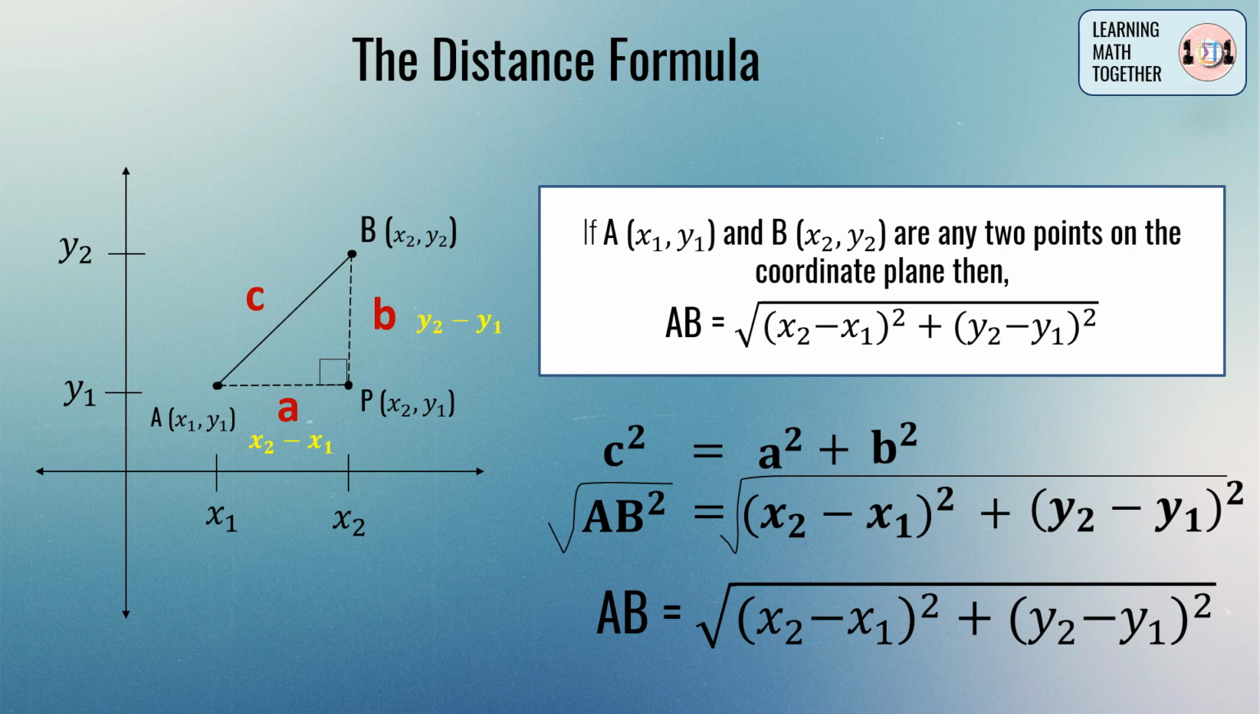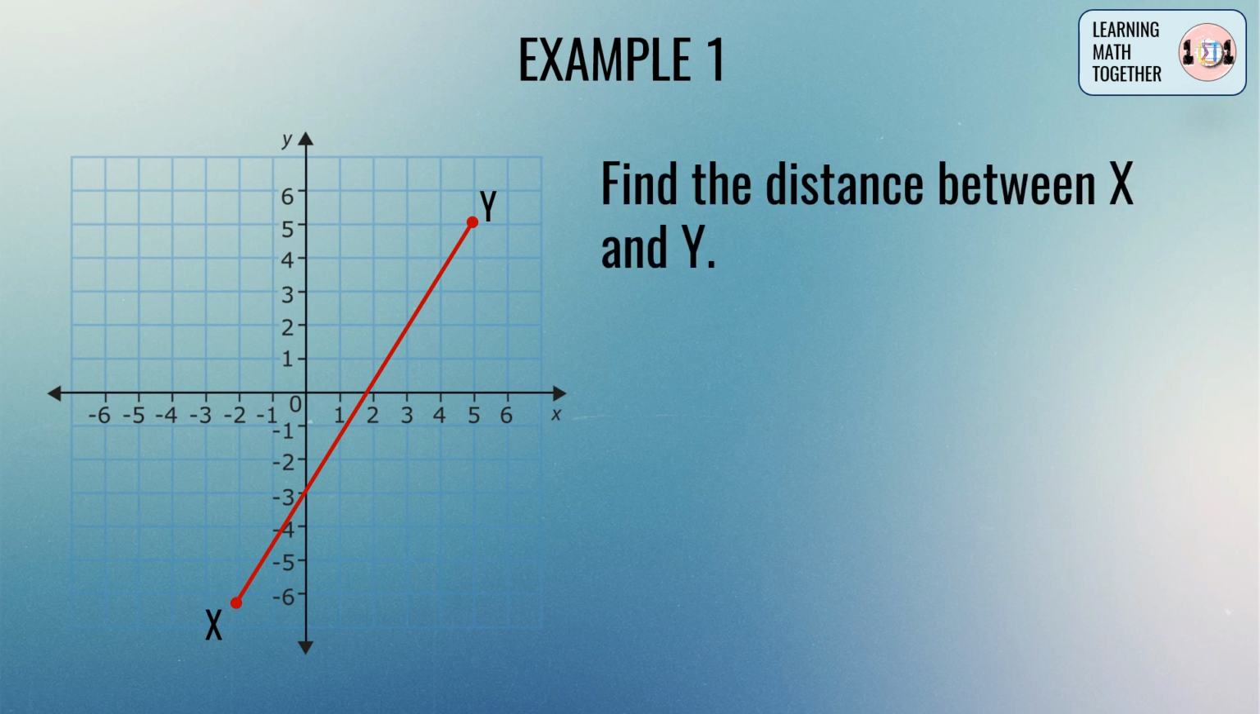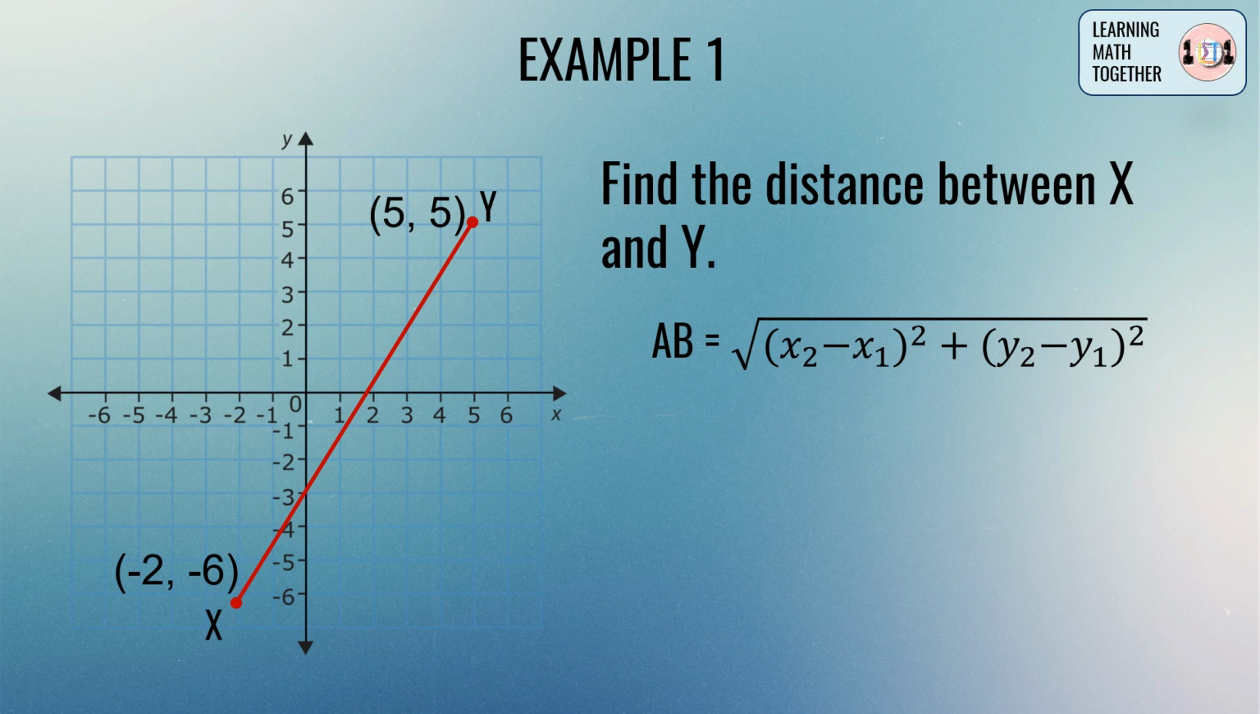Now let us have an example for this. For example number 1, we have here the points drawn on the Cartesian plane. We have here x and y, and our task is to identify the distance between x and y. We can do that by first identifying the coordinates of x and y. We have here the coordinates of x, which are -2 and -6, and for y we have 5 and 5. Then we have to use the distance formula to get the distance between x and y. Take note that this is the formula that we have derived a while ago.